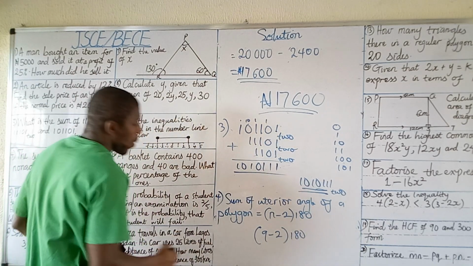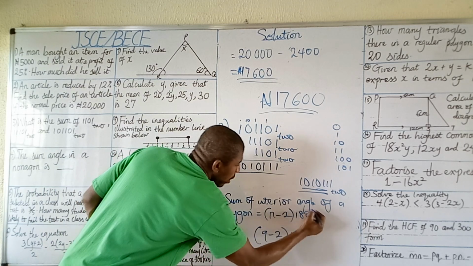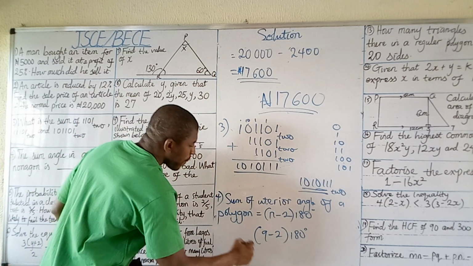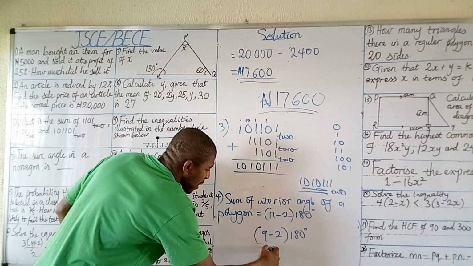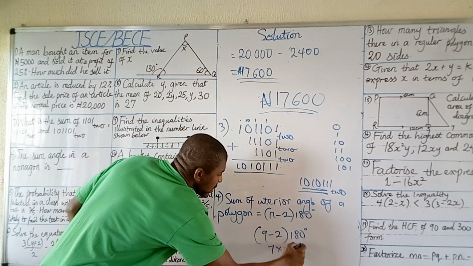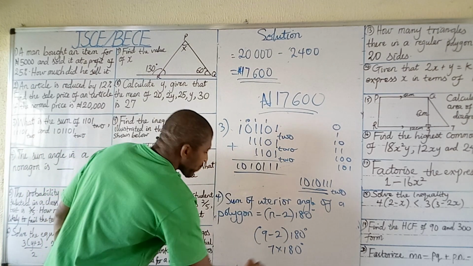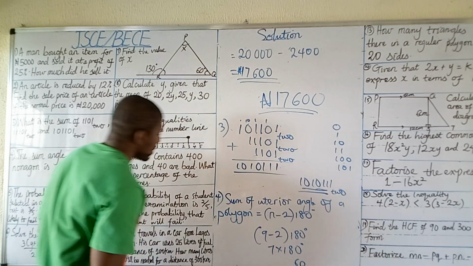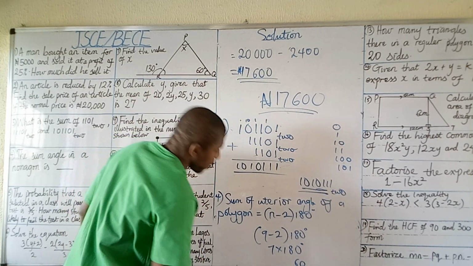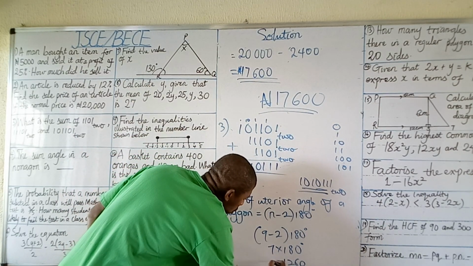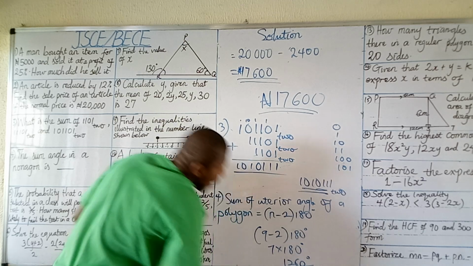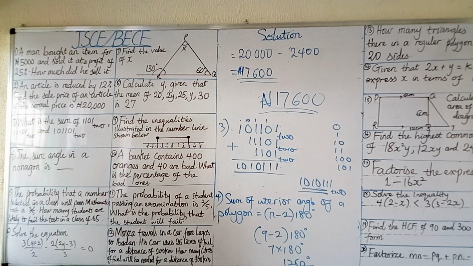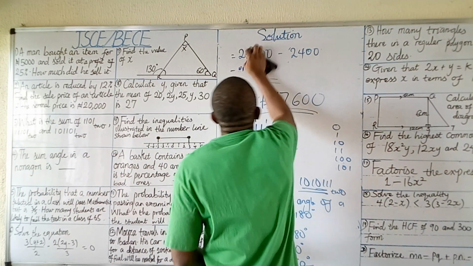Then I will get the sum of interior angle of what? A nonagon. So 9 minus 2 will give me 7. That is 7 times 180 degrees. Okay? 7 times 0 is 0. 7 times 8, 56. Write 6, carry 5. 7 times 1, 7 plus 5, 12. So the total angle in the nonagon is 1260 degrees. Alright, that is solved. Next is 5. Okay, clean here and continue.